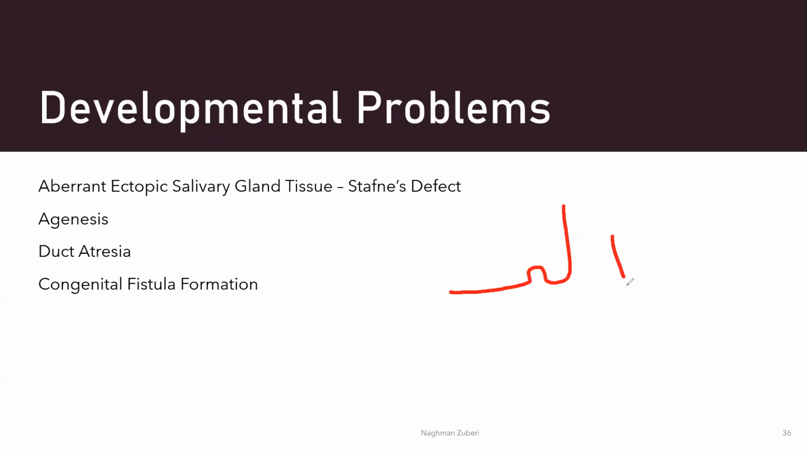At times it is continuous, and you see some radiolucencies. These are due to the inclusion of the salivary gland, and they are called Stafne defects. Previously, they were named Stafne cysts, but now we call them Stafne defects. Then agenesis, where the glands are not produced. Duct atresia, congenital fistula formation.